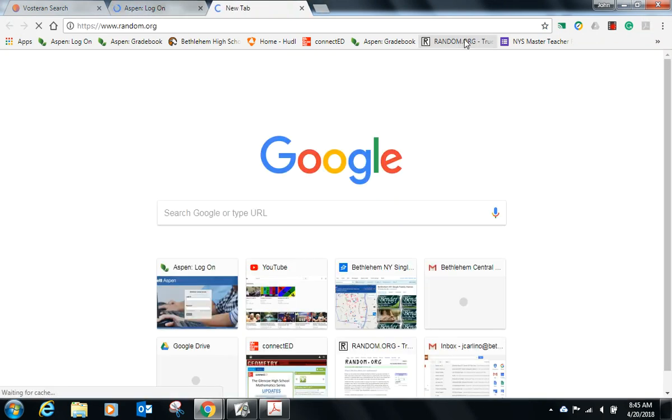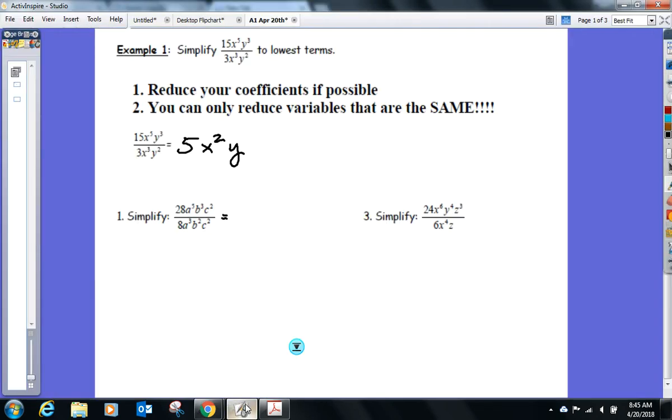Try again. Okay, what number? 7 over 2. Everyone agree? What was the number you found? 4. 4 goes into both. 7 over 2. Everyone's good?